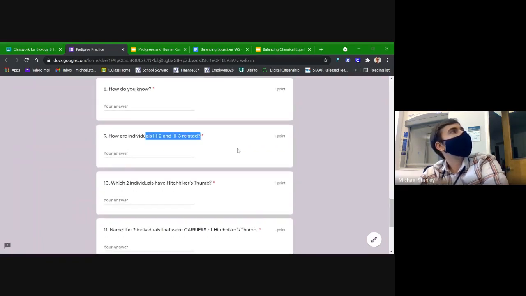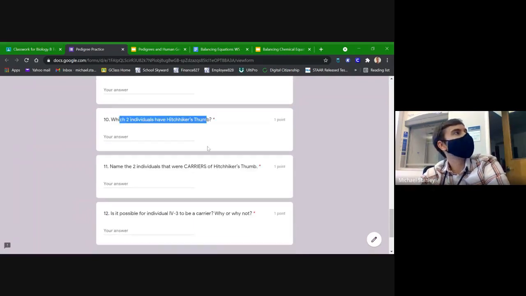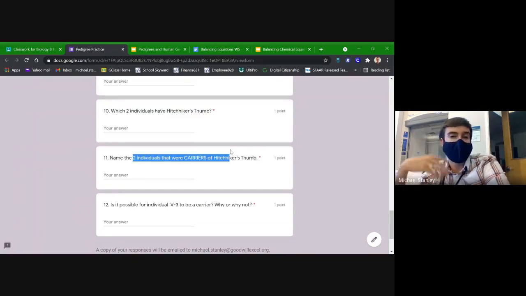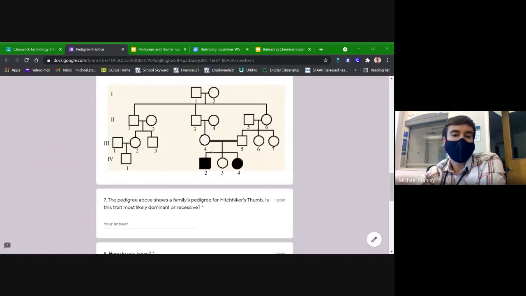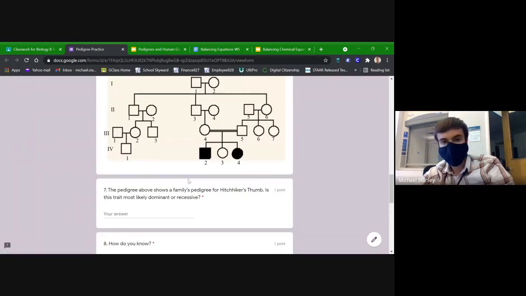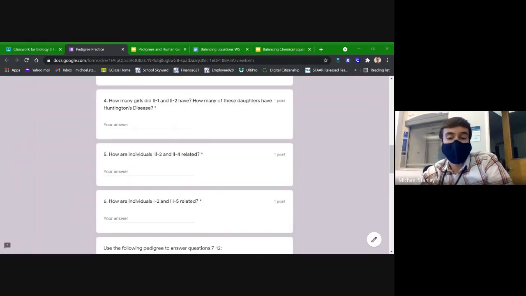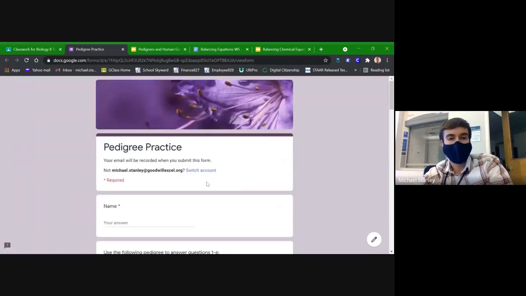And then again, how are individuals 3-2 and 3-3 related? Which people here have the hitchhiker's thumb? Who are the 2 people that are the most likely carriers of the hitchhiker's thumb? So it doesn't show any carriers on this specific pedigree. But I want you guys to try and point out, based on the people who have inherited hitchhiker's thumb, who you think are the carriers of it. And then finally, this specific person, 4-3, do you think they could be a carrier of this trait? So it's a mix of super basic pedigree questions and some questions to make you think a little bit about how these traits are passed down between the generations.